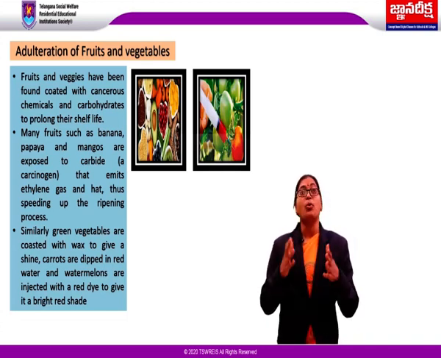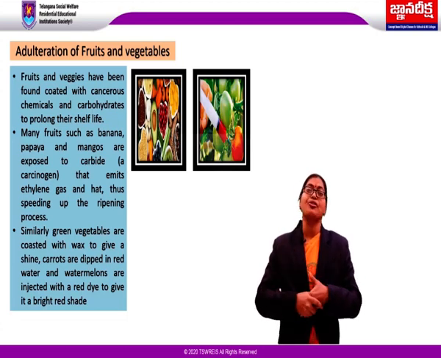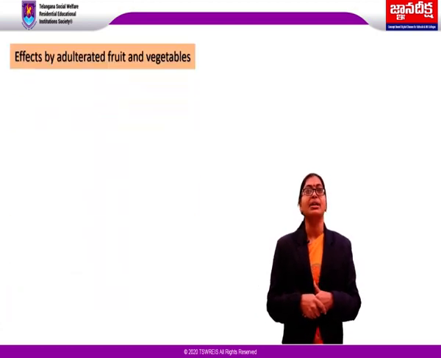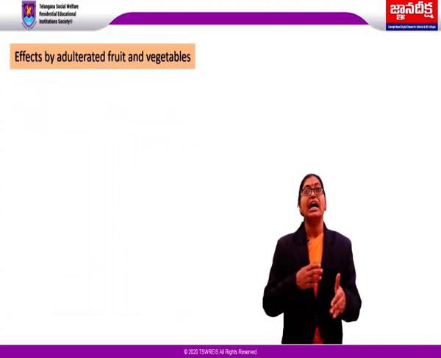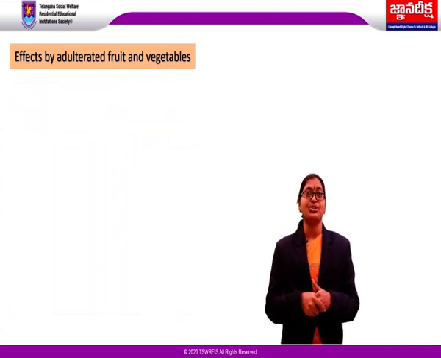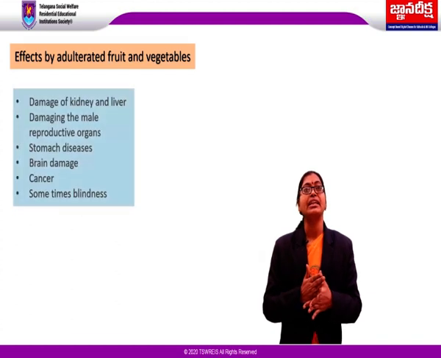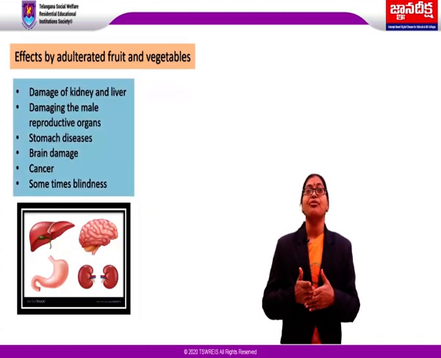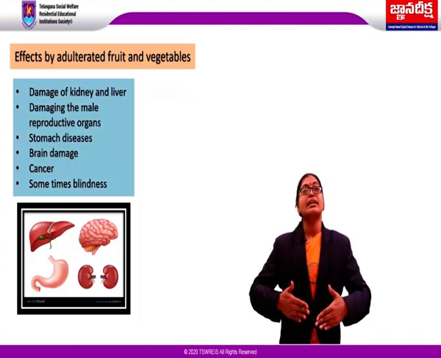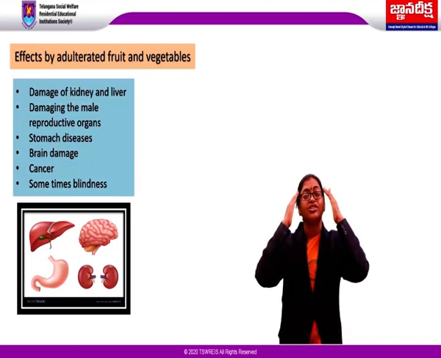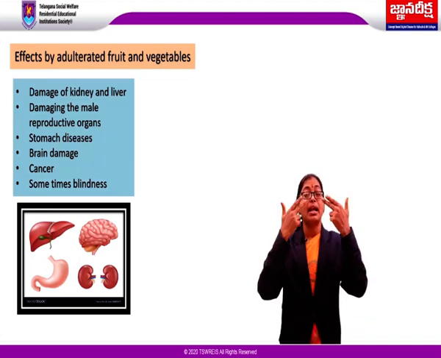Now we will see what bad effects are going to occur in human health due to the taking of adulterated fruits and vegetables. Damage of the kidney and liver, damaging of the male reproductive system, stomach disorders, brain damage, cancer, sometimes blindness also take place.